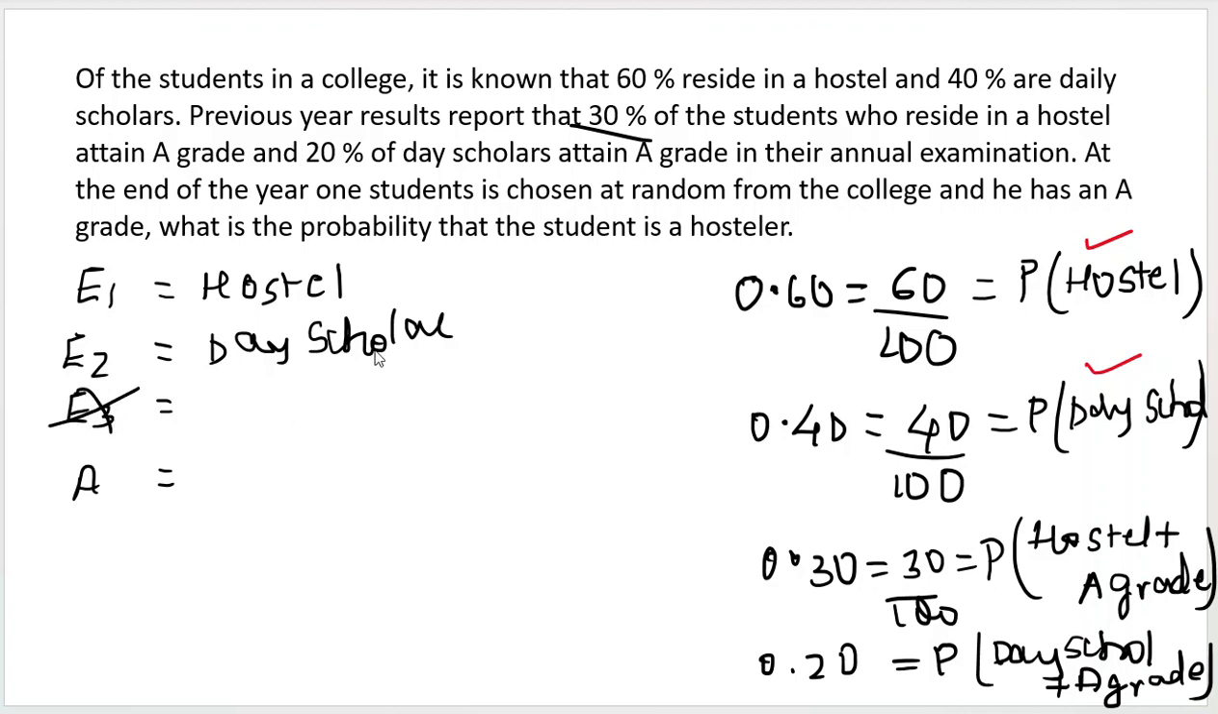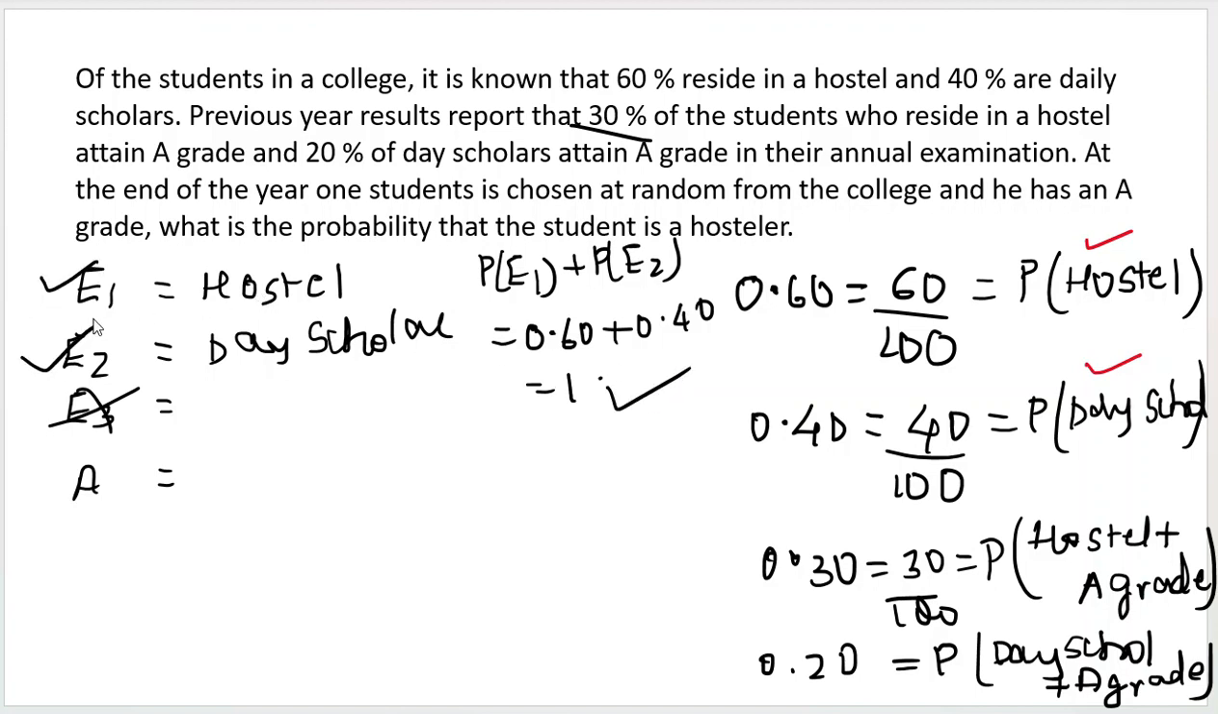Now, we can again verify that this E1 and E2 are chosen correctly. What we have to do is just add the probability of E1 plus the probability of E2. Since E1 is hostel, this is nothing but the probability of hostel, which is given as 0.60, and the probability of E2 is nothing but the probability of day scholar, which is given as 0.40. So this will be 1. So our choice of E1 and E2 is correct.